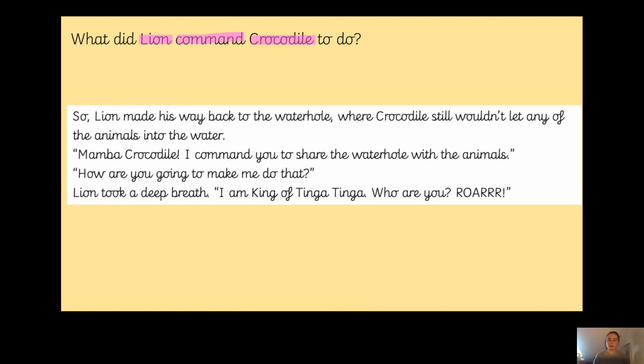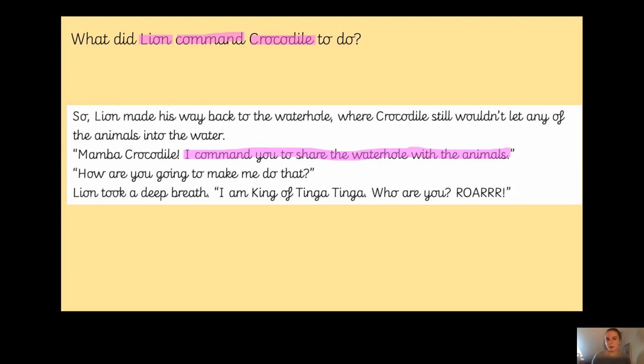So let's get the end of the story up. Here we go. So Lion made his way back to the waterhole where Crocodile still wouldn't let any of the animals into the water. "Mamba Crocodile, I command you." Here we go. We've got the word command, the new vocabulary that we've learnt today. Let's see what he commands him to do. "I command you to share the waterhole with the animals." So there we go. We have found our answer using keywords from the question. So now you can fetch this information out of the text and put it into your answer.